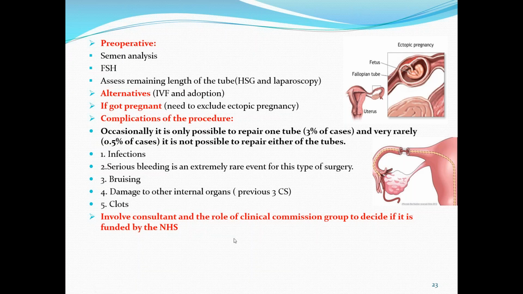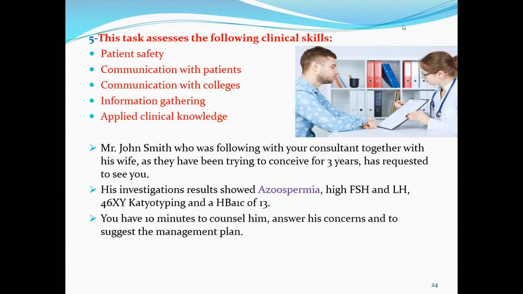Okay, Dr. Salma. So this task assesses the following clinical skills: patient safety, communication with patients, communication with colleagues, information gathering, and applied clinical knowledge. Mr. John Smith, who was following with your consultant together with his wife, as he had been trying to conceive for 3 years, has requested to see you. His investigation results showed azoospermia, high FSH and LH level, 46XY karyotyping, and hemoglobin A1C of 16. You have 10 minutes to counsel him, answer his concerns, and to suggest the management plan. You have now 2 minutes.